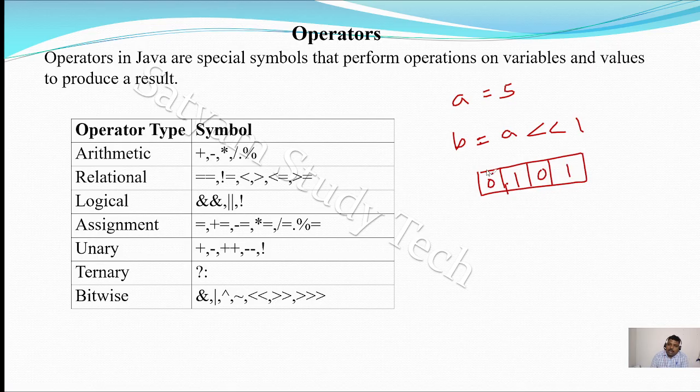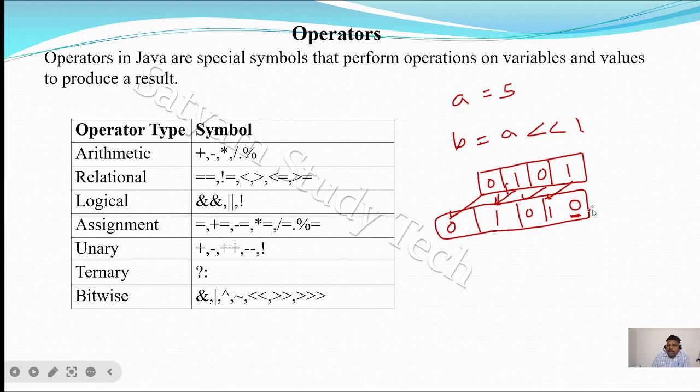Left shift means the bits are shifted to the left side. Here is the 0, here is the 1, here is the 0, here is the 1. This is the empty position, so you put 0 here. What is the value? 1010. The value is 10. Why is it 10? Here the most significant bit is 0, there is no value here.